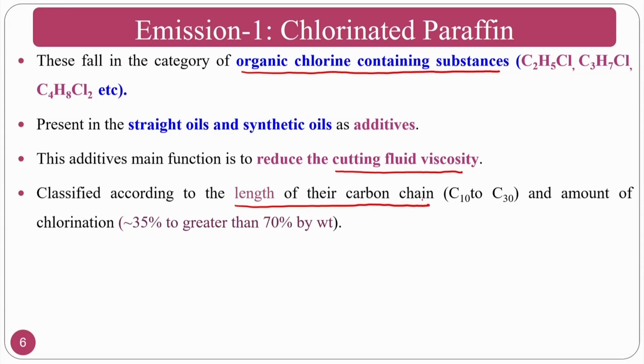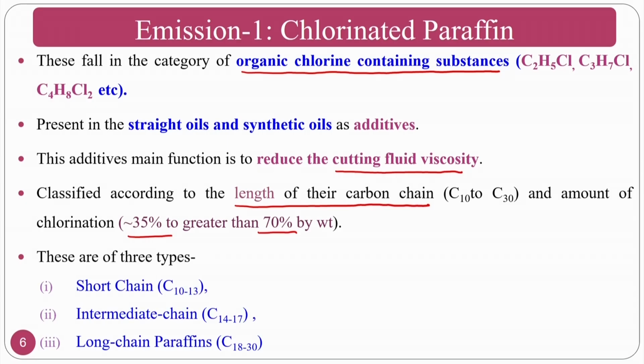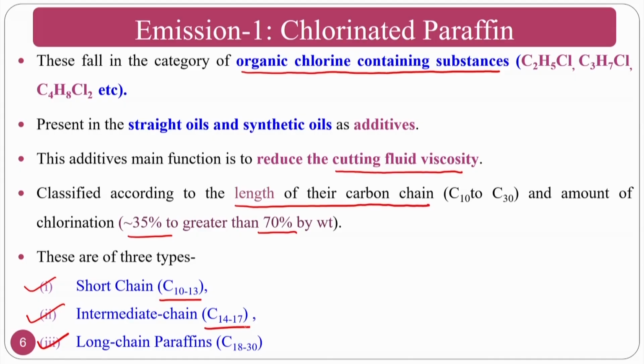Basically, these chlorinated paraffins range from C10 to C30, and the amount of chlorination is 35% to 75% by weight. These are of three types basically: short chain, intermediate chain and long chain. Simply, if the carbon chain is between 10 to 13, it is called a short chain, 14 to 17 is intermediate, and above 17, that is 18 to 30, normally these are all long chain paraffins. This is about the chlorinated paraffin as such.